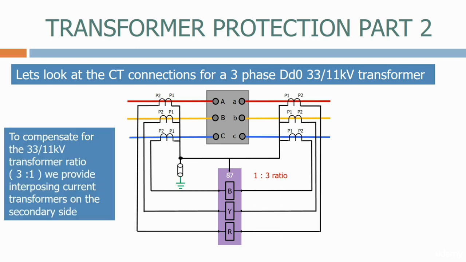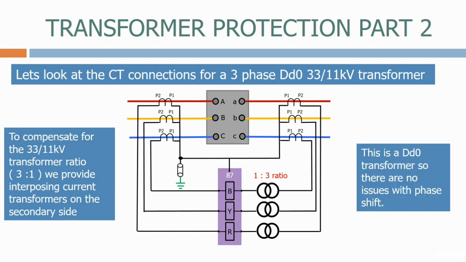To compensate for the 33 to 11 kV transformer ratio, i.e. 3 to 1, we provide interposing current transformers on the secondary side. This is a DD0 transformer, so there are no issues with phase shift.